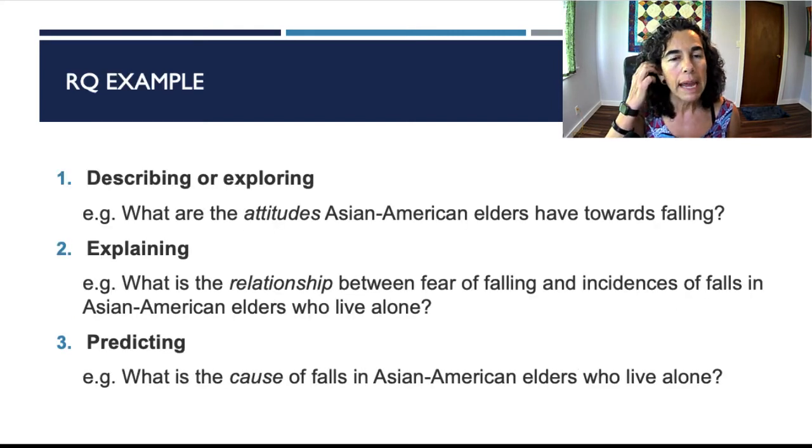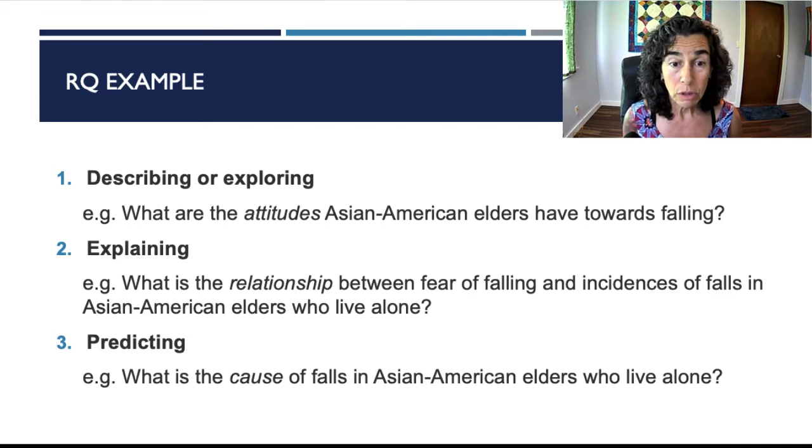So here's a research question example, and it's a general one, and then we'll look at the one for the resilience study. All right, so if we were to describe or explore, we could say, what are the attitudes Asian American elders have towards falling? So it's nothing about how to solve it, it's just how do they feel about it, which is super helpful in subsequently addressing it, right?